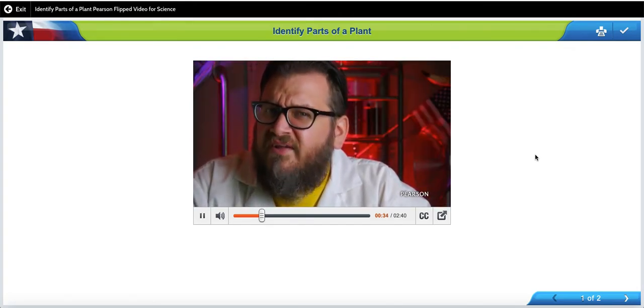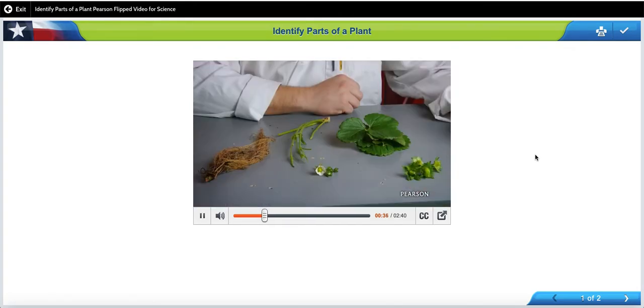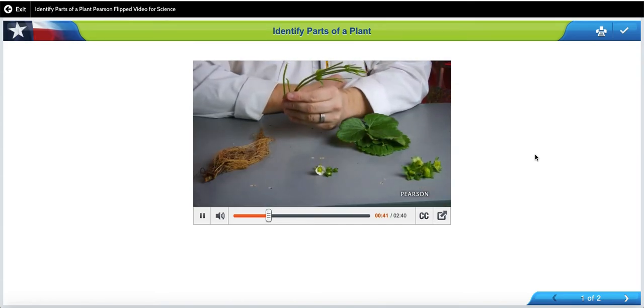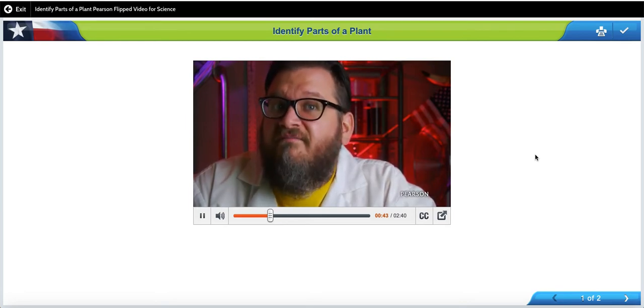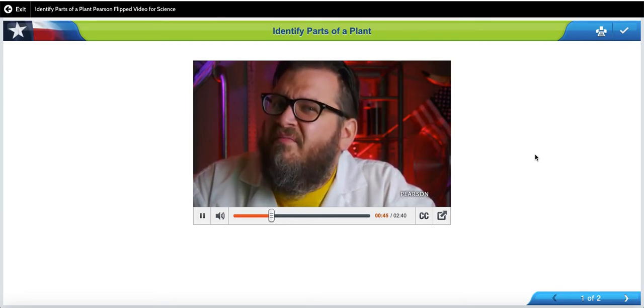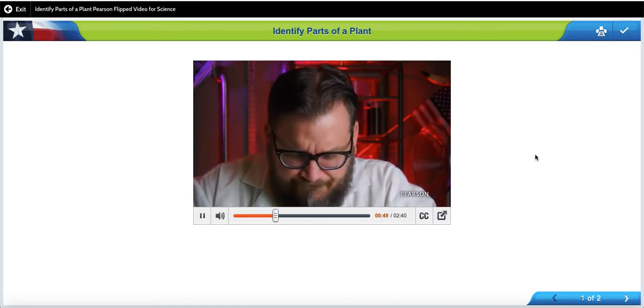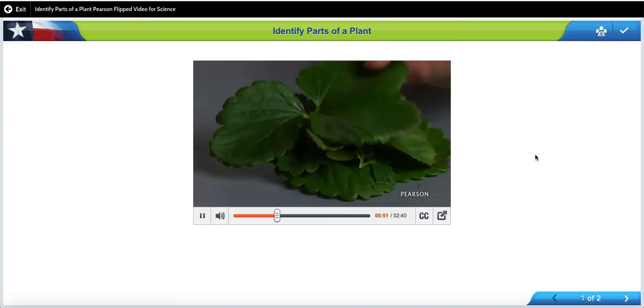First, we need to give our plant support. The stem. This plant will need to make food for itself. What part of the plant captures sunlight so the plant can make food? The leaves.